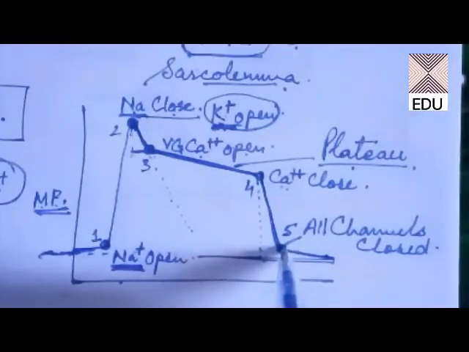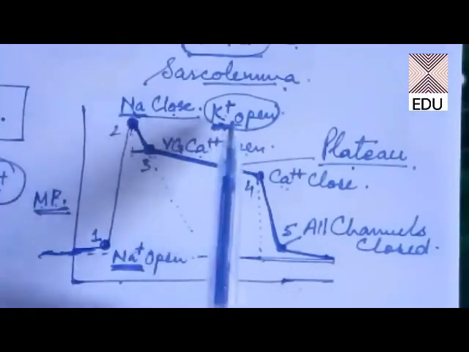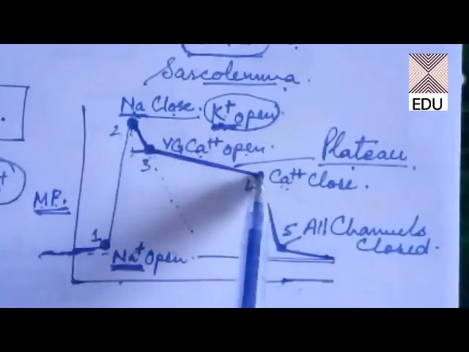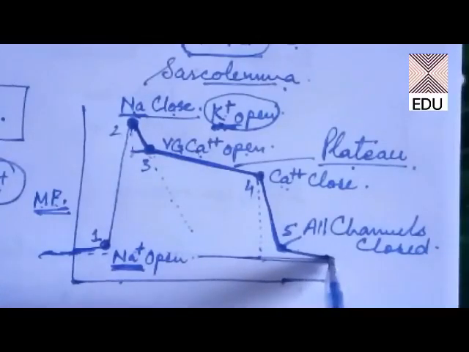So at number 5 we have all the channels closed. Sodium is also closed at 2, potassium is closing at 5, calcium is closing at 4. So the membrane potential decreases to 0. Not specifically 0, but to the resting potential.